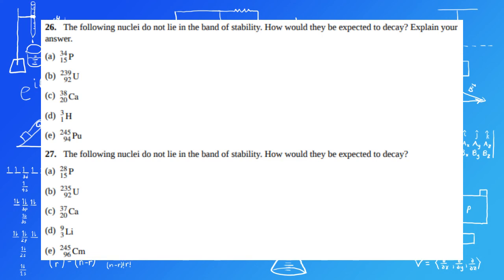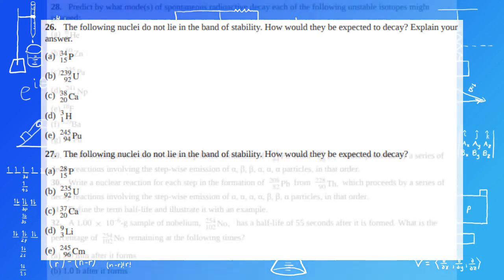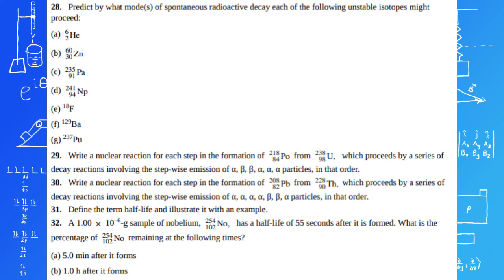Okay, so 26, 27 is basically the same thing. You know how to do these. It's just a matter of practicing them. I think after this set of problems, we'll be ready to talk about some more topics. 28, predict by what modes of spontaneous radioactive decay each of the following unstable isotopes might proceed. We already know it's the same as 26 and 27. We already know how to look at neutron to proton ratios and make an educated guess about stability and whether it's too many neutrons or too many protons or just the right amount of each. And from there we know what type of decay is needed to get back to stability if it's unstable.